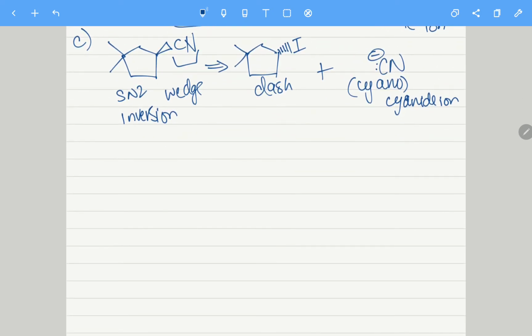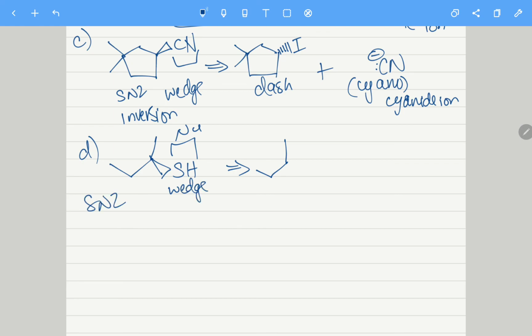Now let's do D. So same thing for D. So this is my nucleophile. And according to the problem, we're using only iodide as a leaving group, but because this is a wedge, since this is SN2, we need to have dashes to start. And my nucleophile has to be SH minus.